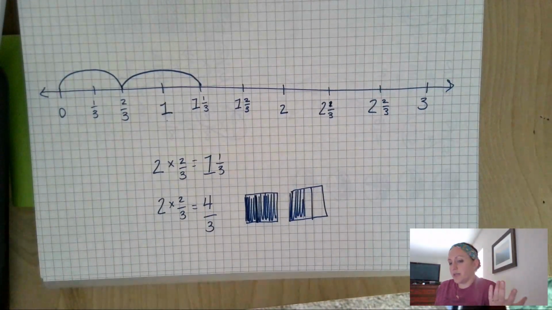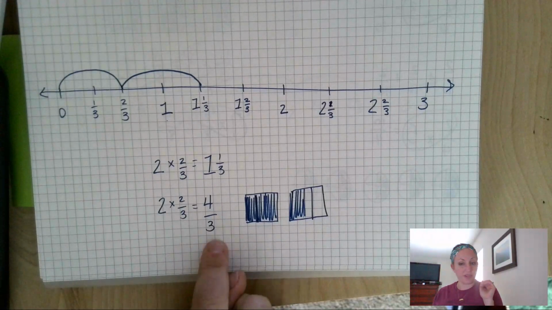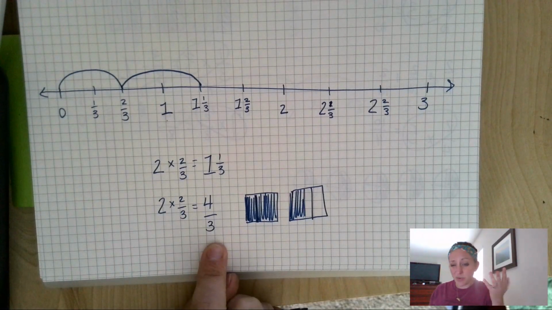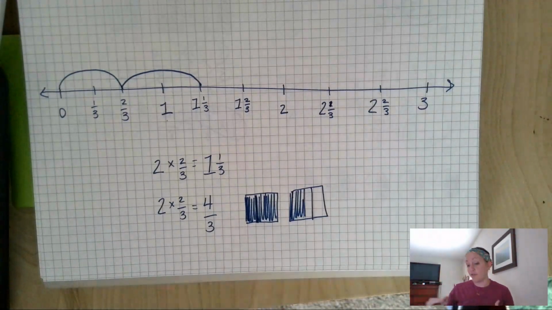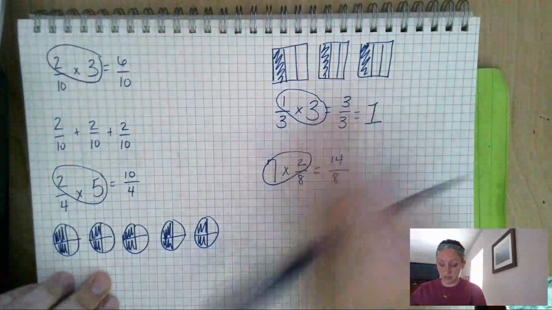So when you're doing it on the number line, you're going to end up with mixed numbers as your answers, whereas if you're doing it with just multiplying, you're going to end up with improper fractions as your answers. That's where it gets a little bit confusing. I prefer not using the number line for this. I just wanted to show you how to use the number line because I know you see that in your lessons.